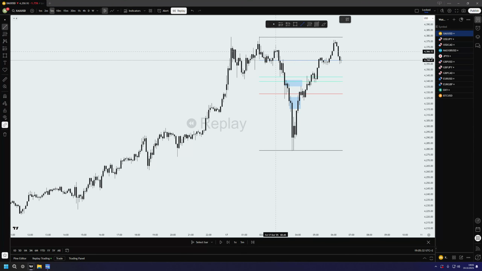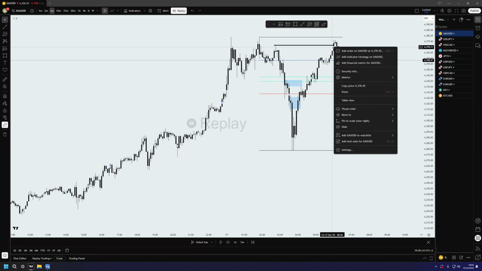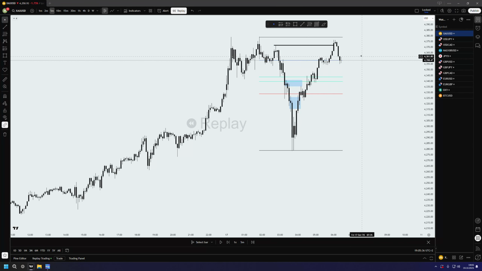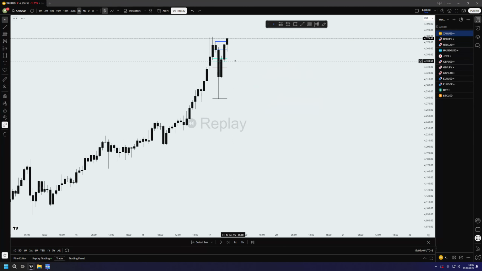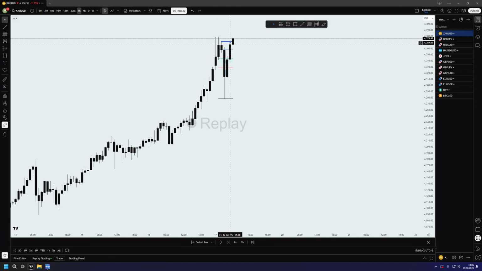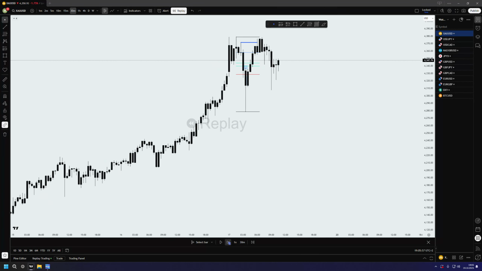As you can see, we swept this high, tapped into some sort of POI right here. On 1 hour and above, it still looks like an uptrend. Okay. And now, we haven't broken anything important yet.